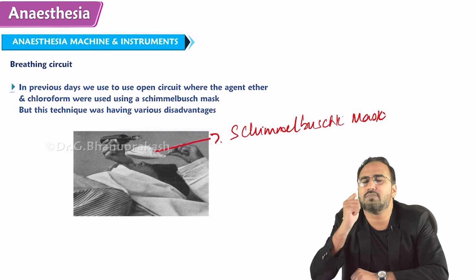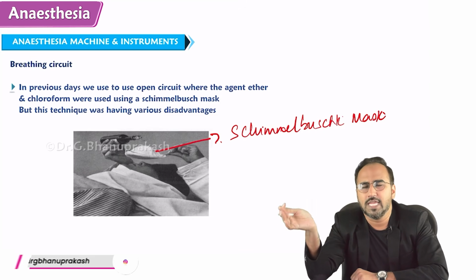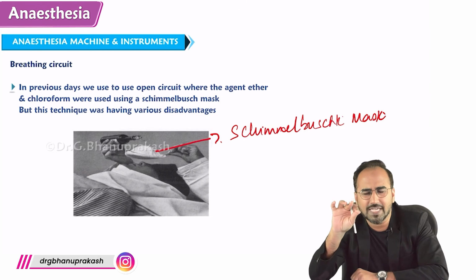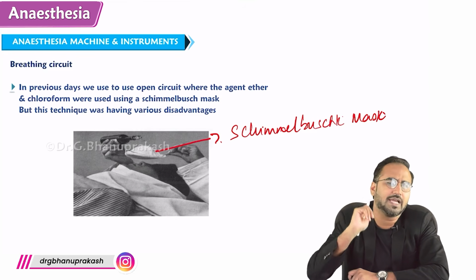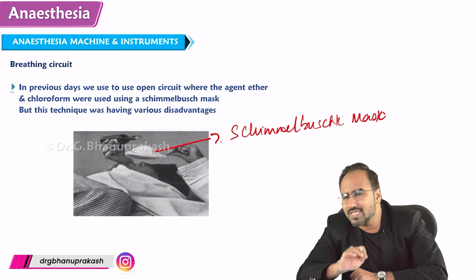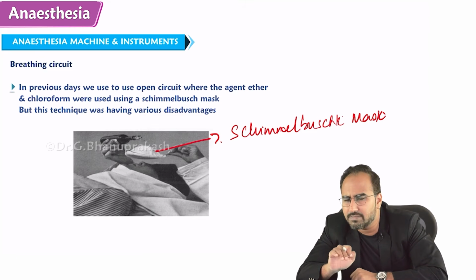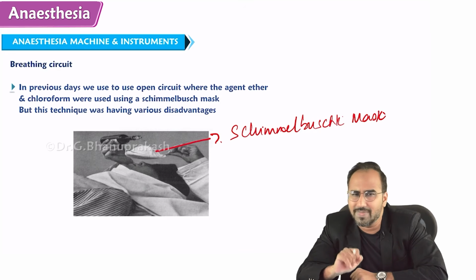He used to keep this mask in front of the patient's face. He used to pour some drops of ether and tell the patient, please inhale that. The patient was inhaling and becoming unconscious. This method of delivering anesthesia by the Schimmelbusch mask was called the open method.